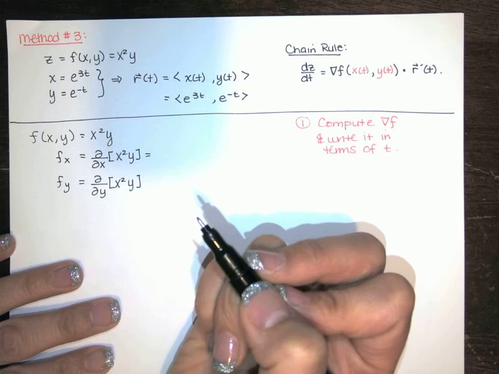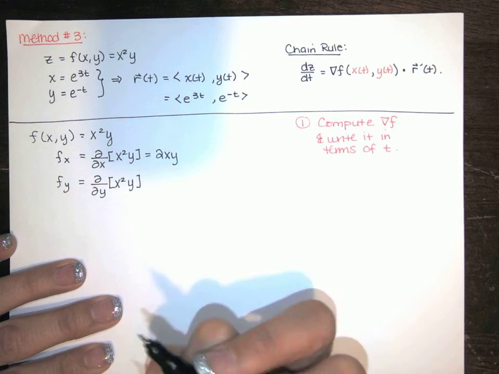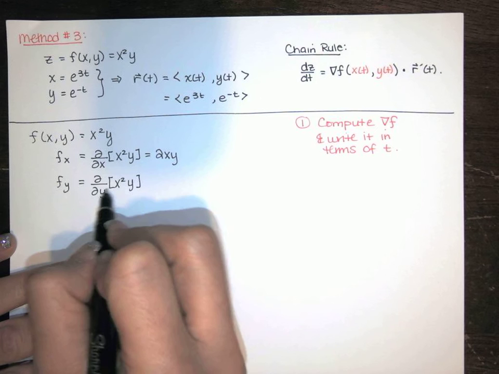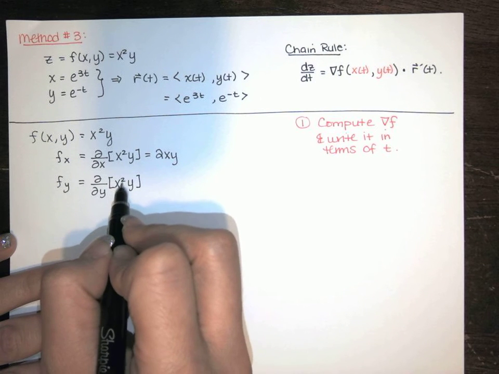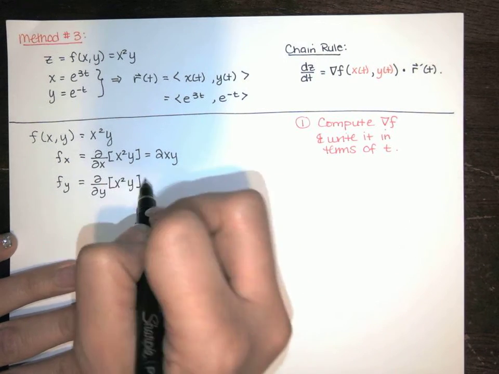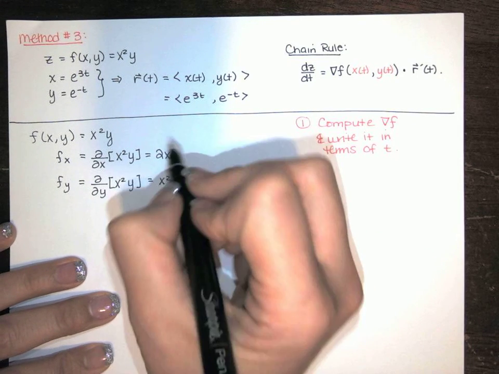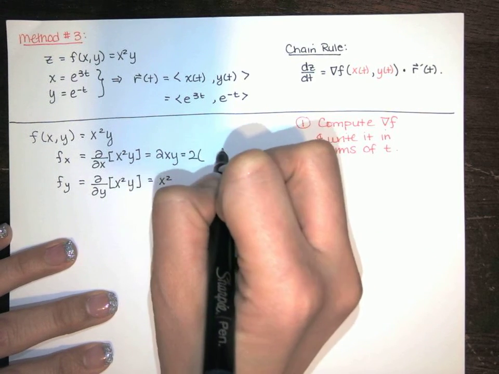The derivative of this with respect to x is 2x times y, because y is just a constant. The derivative of this with respect to y, if x is a constant, is just a constant times y. The derivative of a constant times y is just the constant. And then I want both of these in terms of t.